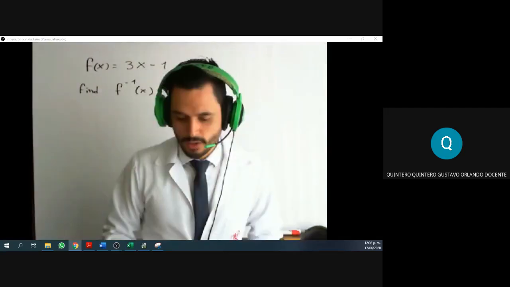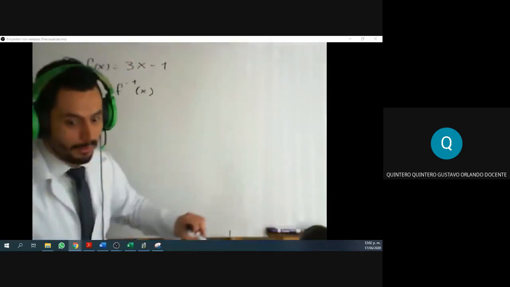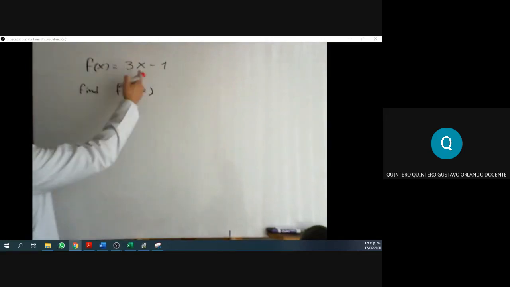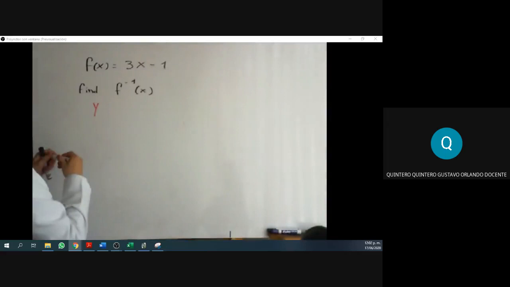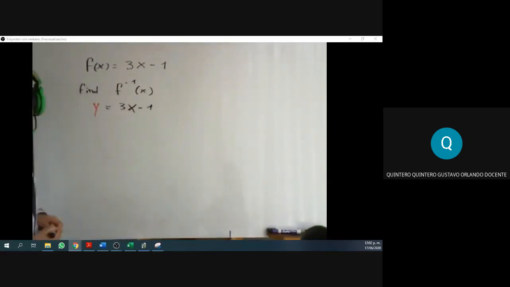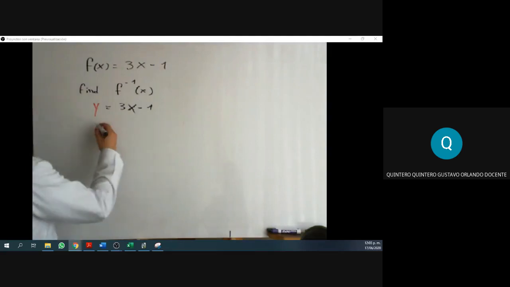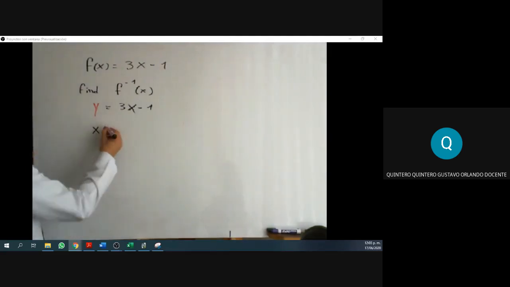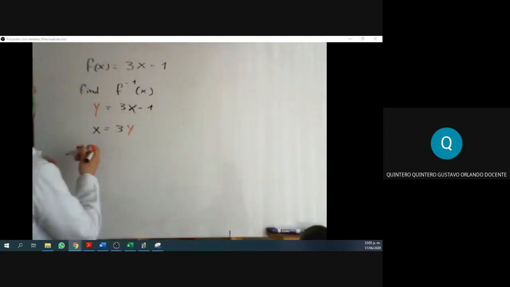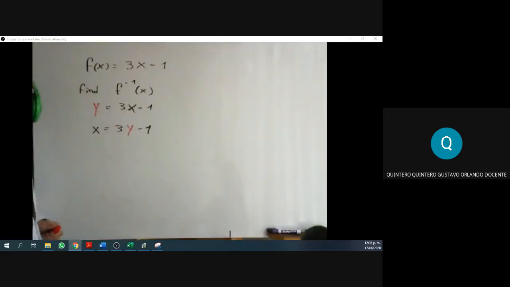Pretty simple. There are a couple of steps you need to take. The first one, recognize that instead of doing f of x, we're going to call it y. So now we have the function y equals 3x minus 1. Second step, we're going to interchange, switch the two variables. The first one that was y is now going to be x, and the second one that was x is now going to be y. Minus 1. Do you guys remember this? The changing of the variables?